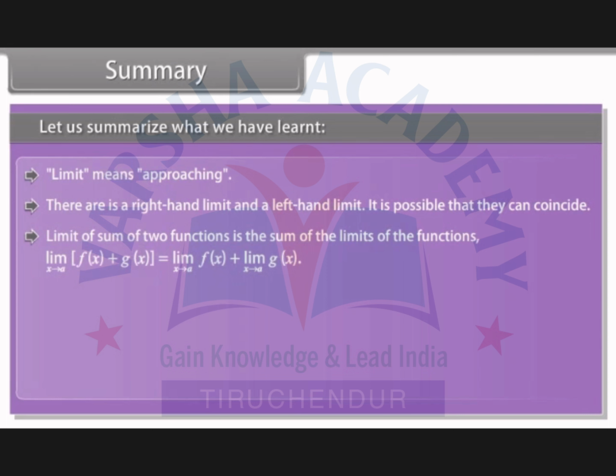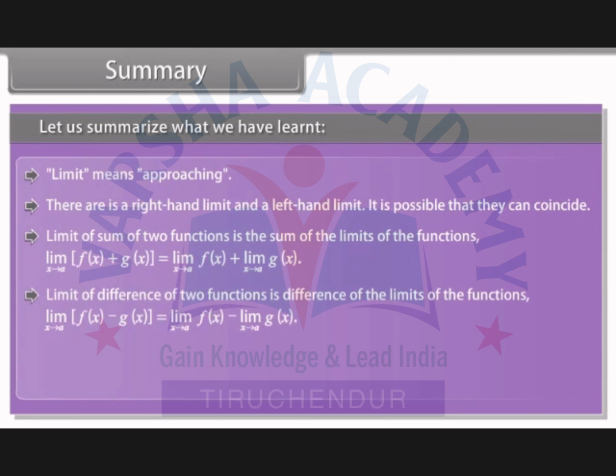Limit x tends to a of f of x plus g of x is equal to limit x tends to a of f of x plus limit x tends to a of g of x. Limit of difference of two functions is difference of the limits of the functions. Limit x tends to a of f of x minus g of x is equal to limit x tends to a of f of x minus limit x tends to a of g of x.